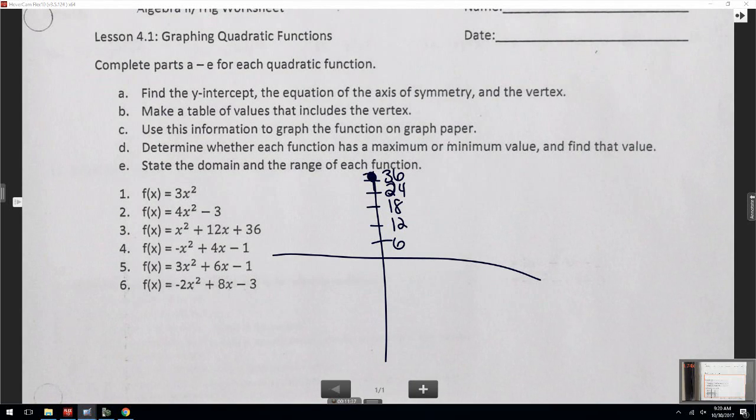All right, what else do we find besides the y-intercept is 36? Axis of symmetry was where? -6. 1, 2, 3, 4, 5, 6. So what does that look like? How do I draw the axis of symmetry? Dotted line. There you go.